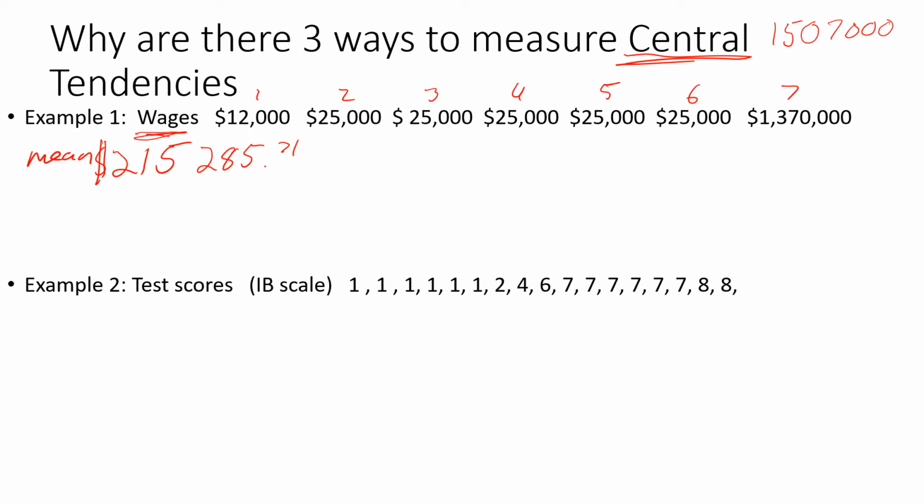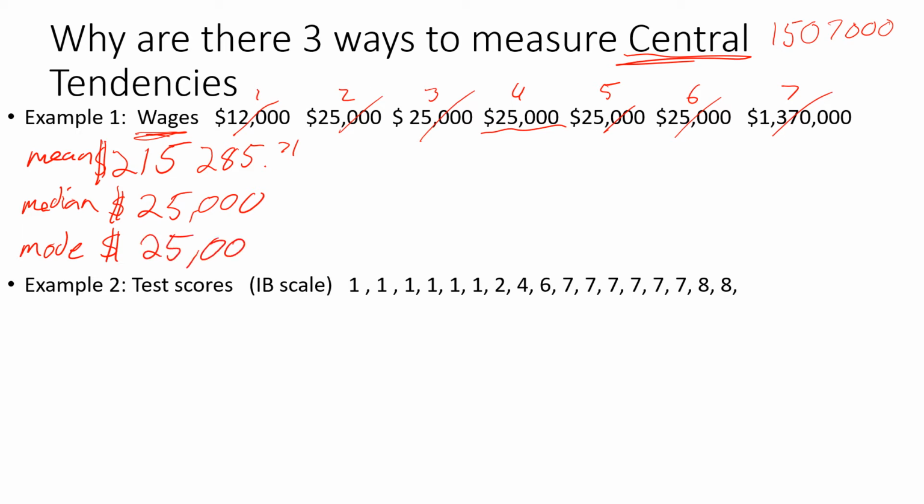So now we're going to take a look at the median. For the median, we have to cross off the smallest, the biggest, next smallest, next biggest, next smallest, next biggest. And this is the median wage, which happens to be 25,000. Okay, and then we have to calculate the mode. And that's the number we see the most, and that is very clearly $25,000.